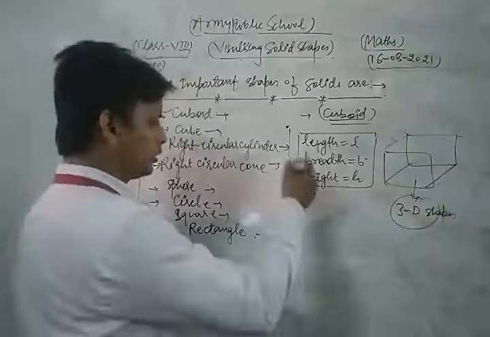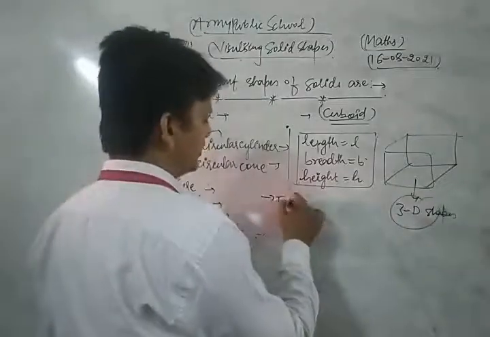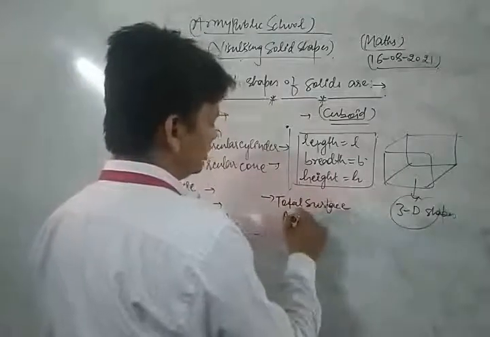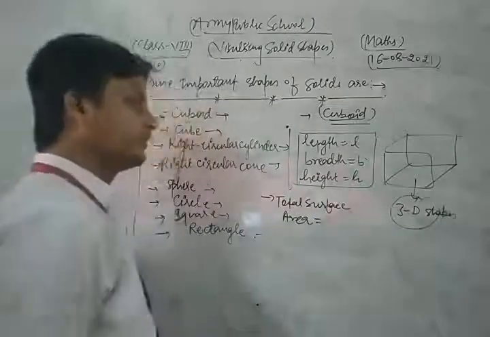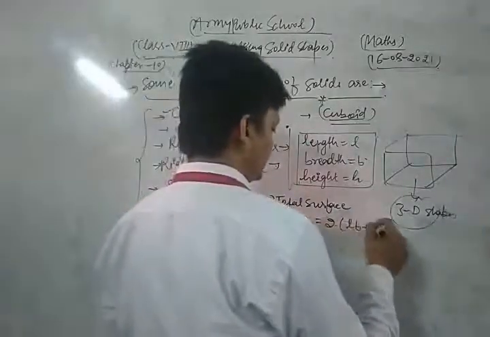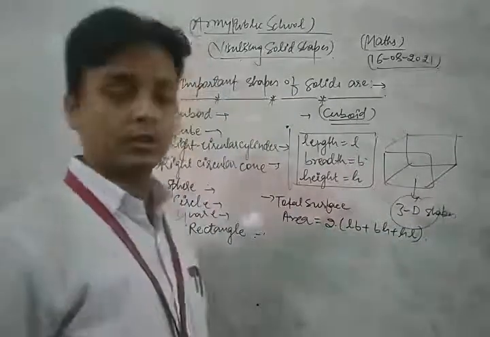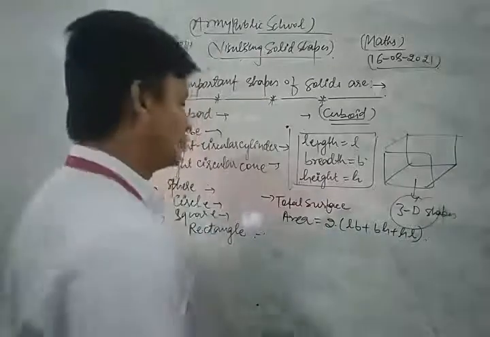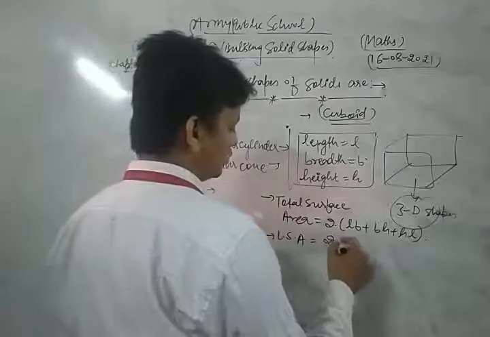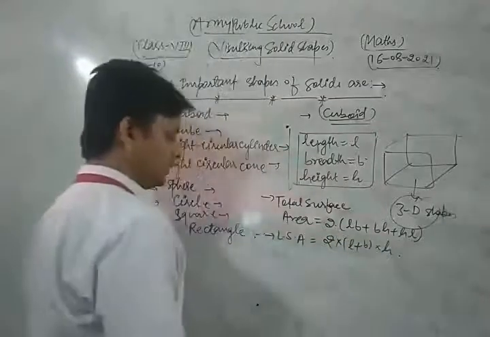The first formula related to the cuboid is the total surface area, TSA. The total surface area of the cuboid is 2 into (length into breadth plus breadth into height plus height into length), that is 2(LB + BH + HL). The second one is the lateral surface area, and its formula is 2 into (L plus B) into H, that is 2(L + B)H.